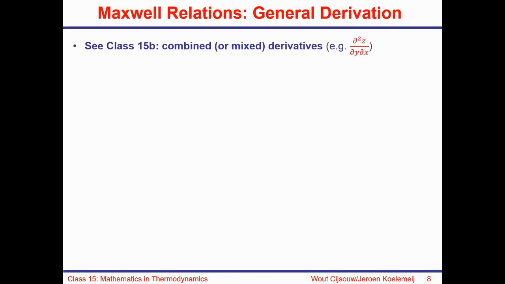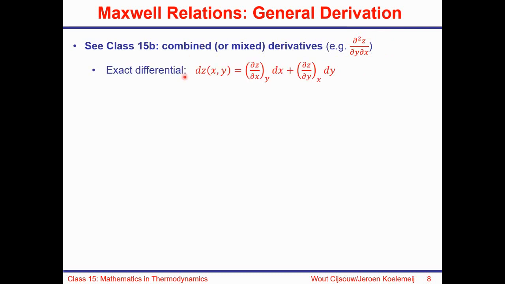Now, of course, we owe you a more decent mathematical proof of what we just did, so let's take a look at that. From class 15b, you may remember that we talked about combined or mixed derivatives, which are of this form here. It's basically taking a partial derivative with respect to one variable, and then you take the result and take another partial derivative of that with respect to another variable. And this here will show up later on this slide.